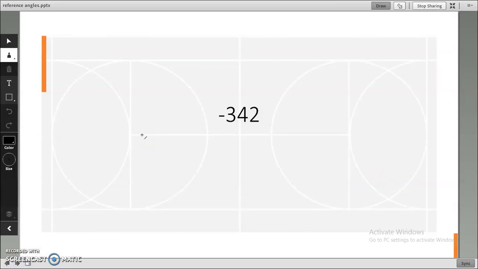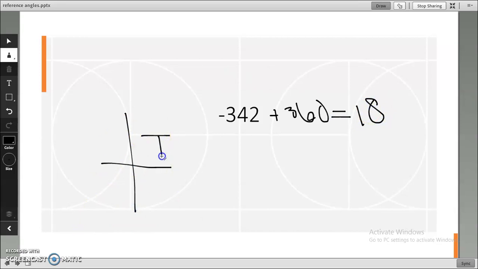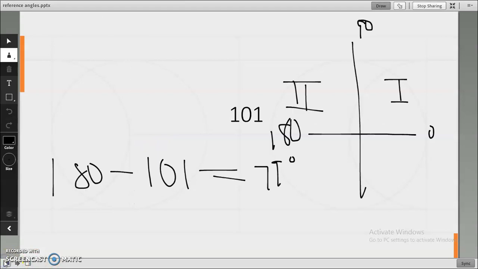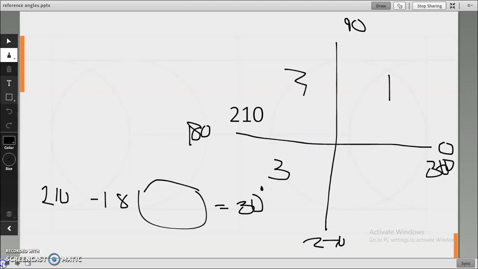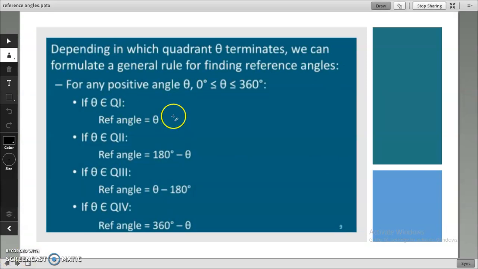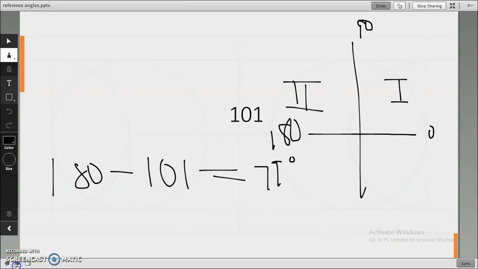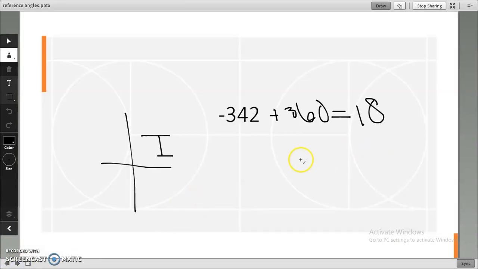All right, negative 342. I'm going to keep adding 360 until I get to between 0 and 360. So negative 342 plus 360 one time gives me 18. All right, so 18 is in quadrant 1. Quadrant 1 says that if it's in quadrant 1, then it is that reference angle. So 18 is my reference angle.